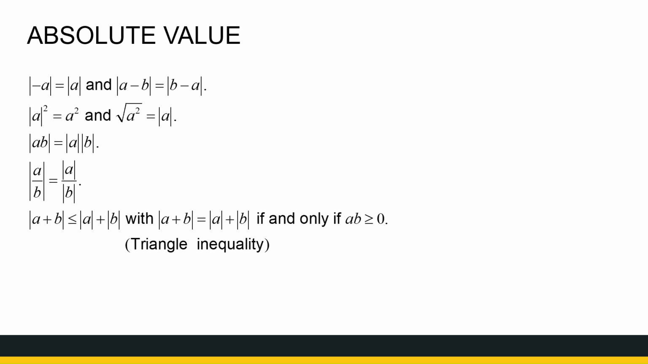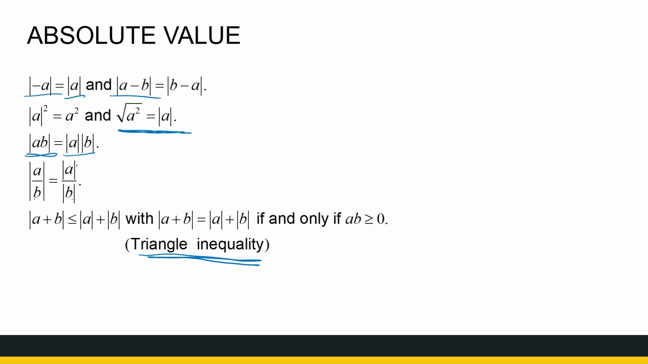All right, some more properties. It gets a little bit more interesting. The absolute value of minus a is the same as the absolute value of a. That makes sense. We've already looked at this one. The absolute value of a minus b is the same as the absolute value of b minus a. The absolute value of a squared is the same as a squared. And the square root of a squared is the absolute value of a. That's where we started this. The absolute value of a times b is the absolute value of a times the absolute value of b. We're going to look at that one a little bit more in detail shortly. And then the absolute value of a divided by b is the same as the absolute value of a over the absolute value of b. Then we've got the triangle inequality.